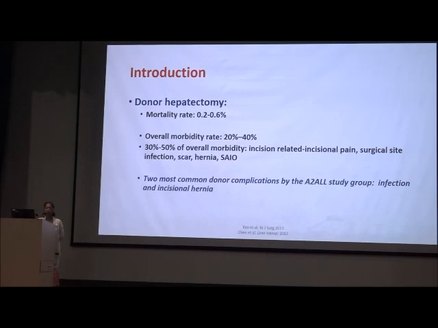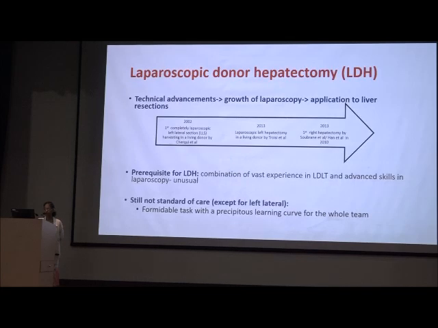But open donor hepatectomy is not without its set of complications. There is a minuscule but definite risk of mortality of 0.2 to 0.6%. Morbidity ranges from 20 to 40%, and nearly half of this morbidity is contributed by the size of the incision in terms of pain, wound infections, scars, hernias, or subacute obstruction. In fact, the 2 most common donor complications documented in the A2ALL study were infection and incisional hernia, both of which are related to the size of the incision.